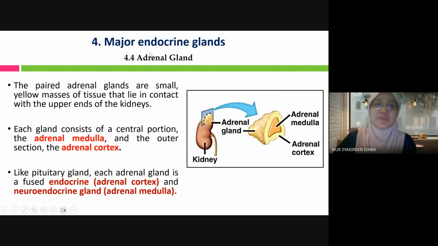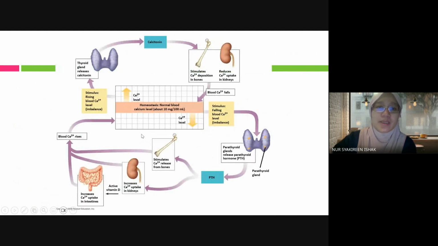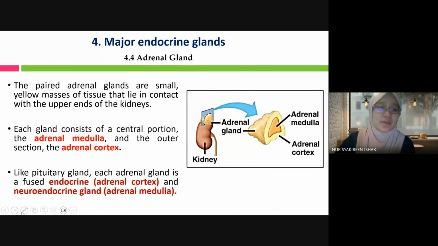Okay, next gland is the adrenal gland. The adrenal gland is located above the kidney. So kidney kita ada dua, so maksudnya kiri kanan pun ada adrenal gland. So we have a pair of adrenal glands.